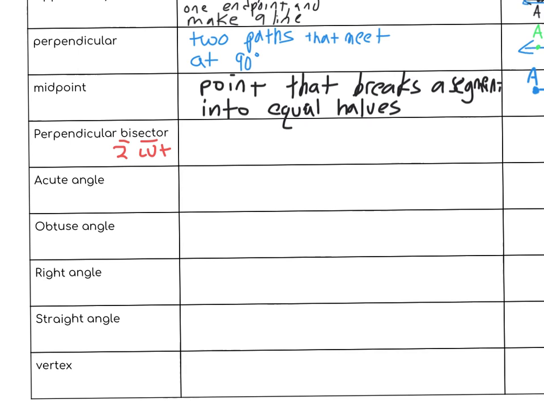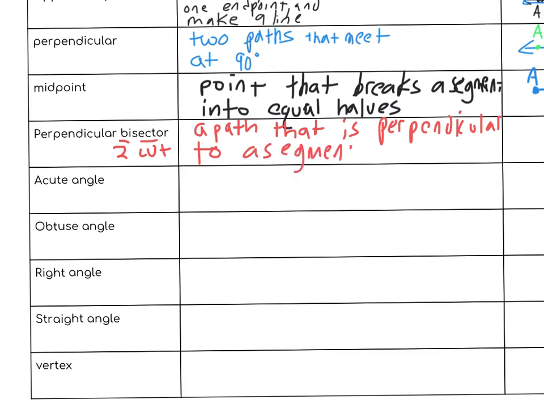So if we're talking about a perpendicular bisector, I might say a path. I'll use that same terminology. So it's a path that is perpendicular to a segment at its midpoint.